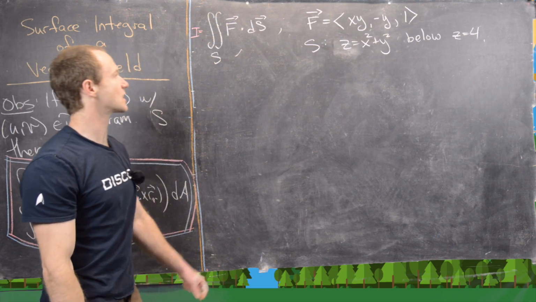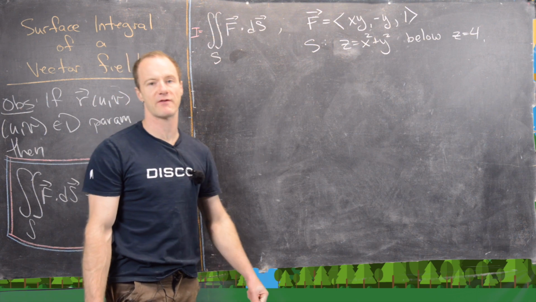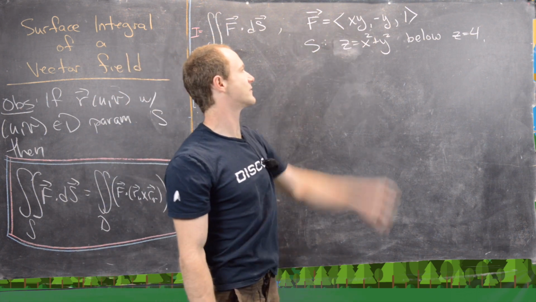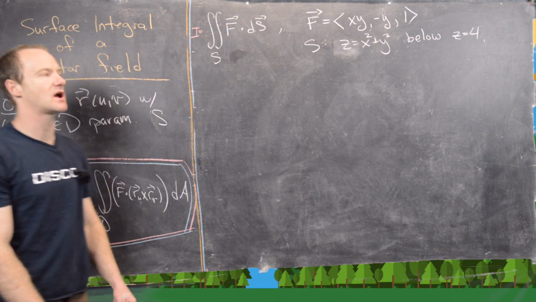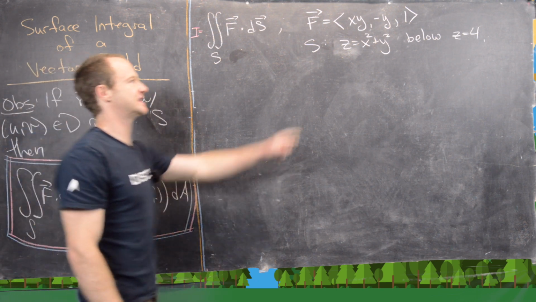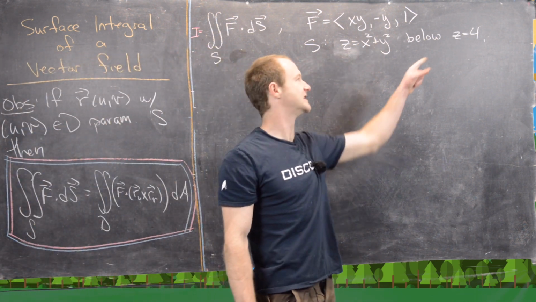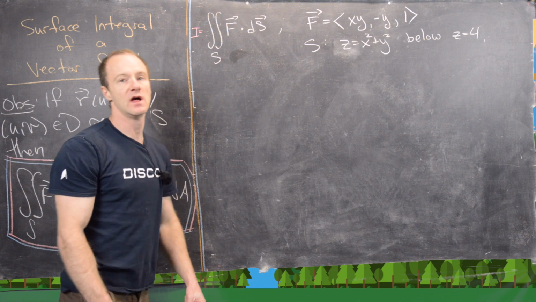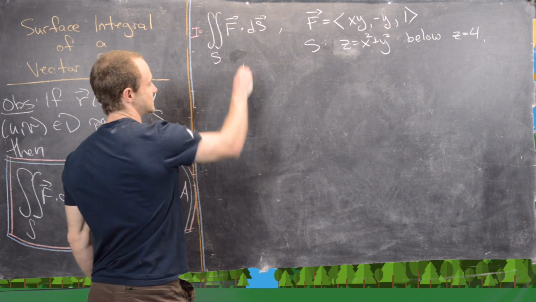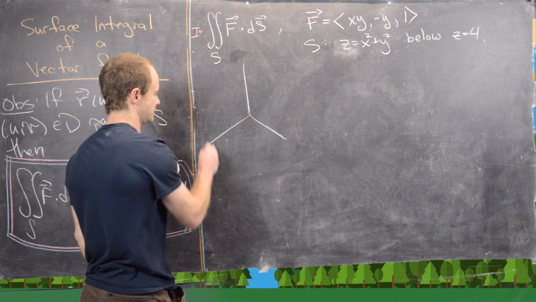For our last example, we're going to look at this. So it's the surface integral of the vector field F, which is given by xy, comma, minus y, comma, 1. And then our surface is this paraboloid, upward facing, that is below the plane z equals 4. So let's go ahead and make our picture.